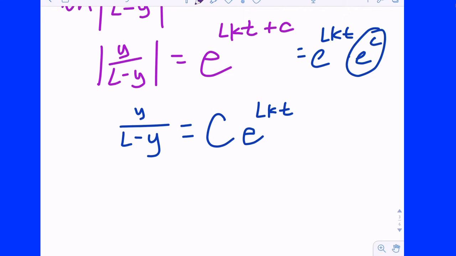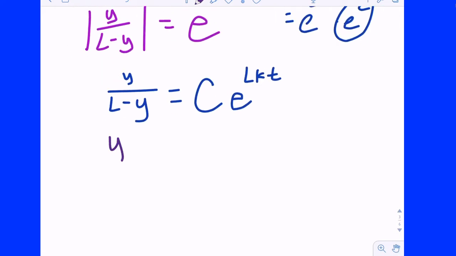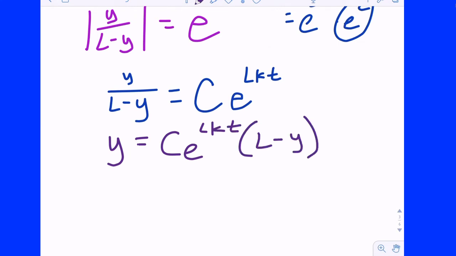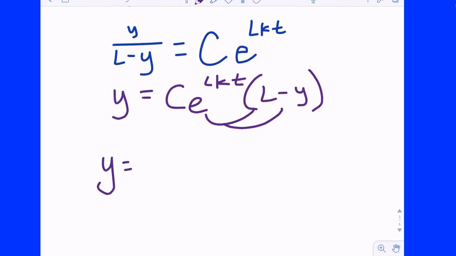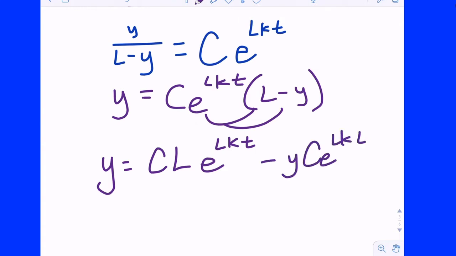Well, if nothing else, you just fearlessly explore by doing something. All right, so we're going to multiply both sides by L minus Y. So we get C e to the LKT times the quantity L minus Y. And now I'm going to distribute, and I get Y equals C L e to the LKT. And this is a math class, not an English for misspellers class. Minus Y C e to the LKT.